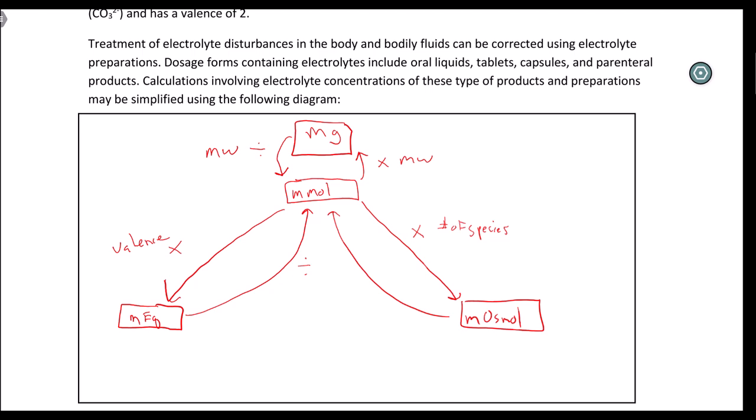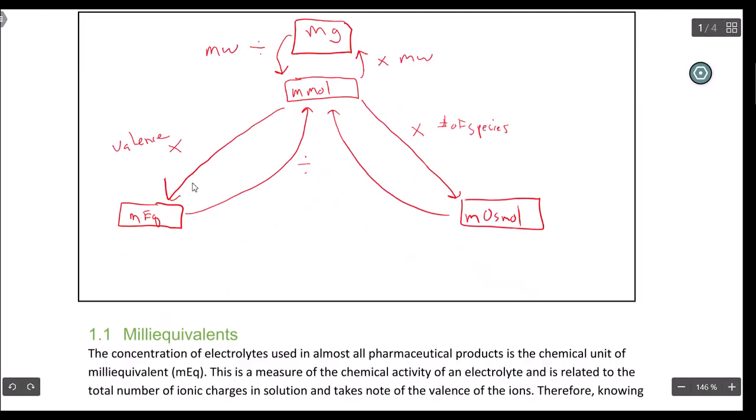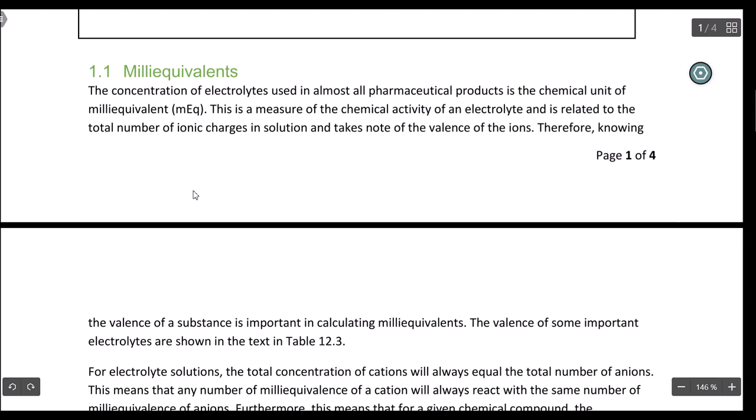So let's look at the first one, which is milli-equivalents. What is milli-equivalents and how do we use that chart that I showed you? The term milli-equivalents is used very commonly in the electrolyte solutions that we deal with in pharmacy. It is a measure of the chemical activity of the electrolyte. And as we've seen in the picture, it's related to the ionic charge that it has, more notably the valence of the ion. So we need to know what the valence of these ions are.